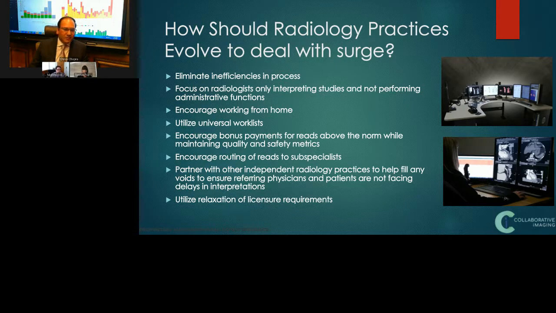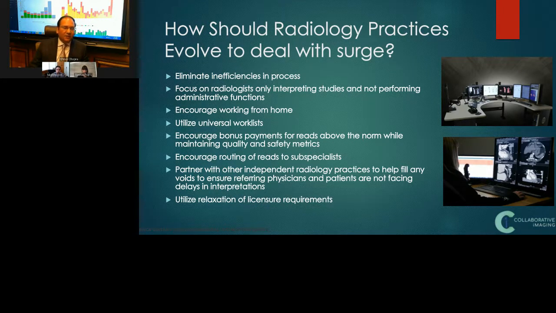Well, first thing you have to do is eliminate the inefficiencies in the process. We need radiologists to focus on interpreting studies and not performing administrative functions. We have a universal work list that we have developed right now. If you look at the right-hand side, the top shows what a typical radiologist would look at. If you can imagine, they have 60 different hospital systems, they would have about 60 different monitors sitting over there with radiologists swiveling around on their chairs from one monitor to the next, looking at the work list and seeing what needs to be read.